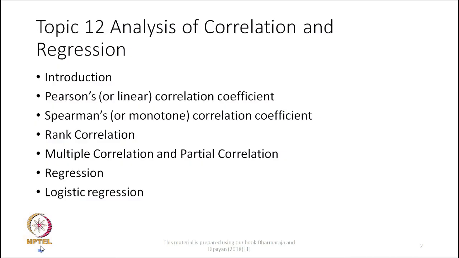Welcome to the introduction to probability theory and statistics. We are in topic 12, analysis of correlation and regression, lecture 3. In the first two lectures we discussed correlation in one lecture and regression in the second lecture. The last part, logistic regression, we are going to discuss in this lecture.